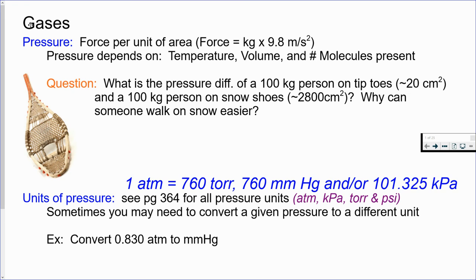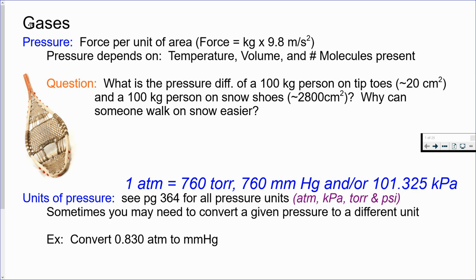Let's talk about gases, and then we're going to talk a little bit about Dalton's law of partial pressures. So, first thing that we want to talk about is what is pressure? Pressure is force per unit of area. If you take a lot of force and you put it over a tiny area, you're going to have a lot of pressure. We can also talk later on about how temperature, volume, and even the number of molecules present can affect pressure.